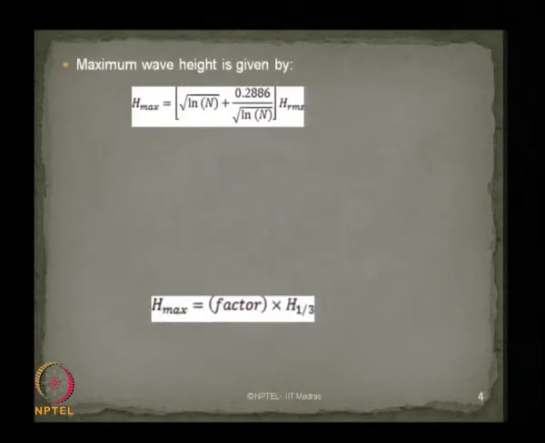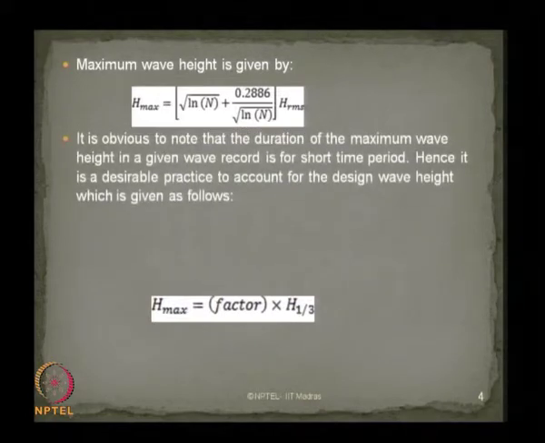Now, once the significant wave height is known, one can estimate the maximum wave height by the given equation, as you see in the slide now. It is obvious to note that the duration of the maximum wave height in a specific wave record is only for a very short period of time. Therefore, in the design it is desirable practice to account for the design wave height, which is given as follows.